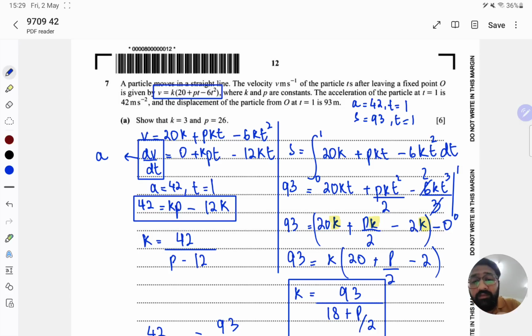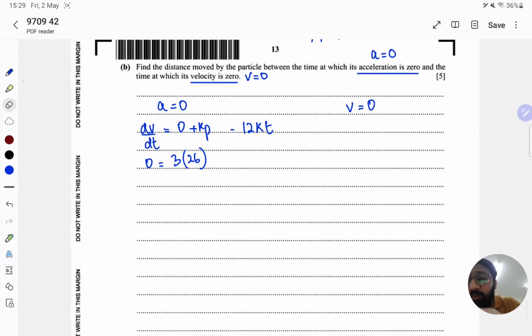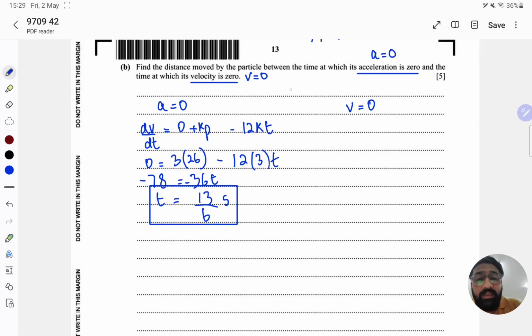Okay, so this is 3 times 26 minus 12 times 3 times t. So 3 times 26 is 78, minus 78 equals 12 times 3, which is 36. So the time is going to be 78 divided by 36, which is 13 by 6 seconds. So this is the time when the acceleration will be 0.